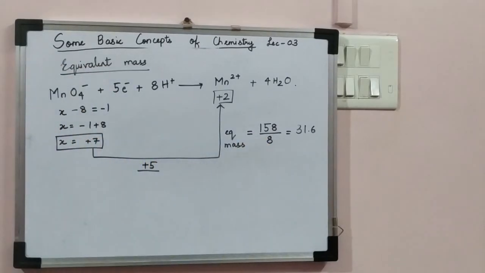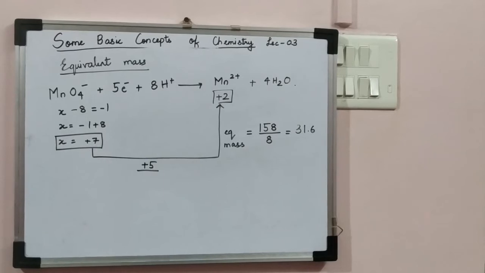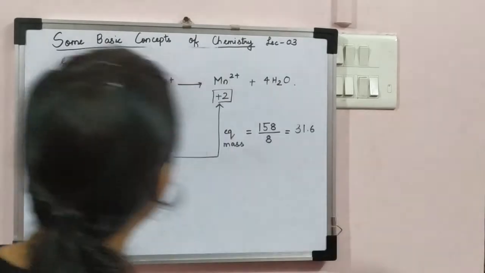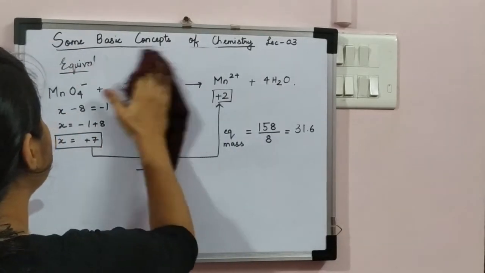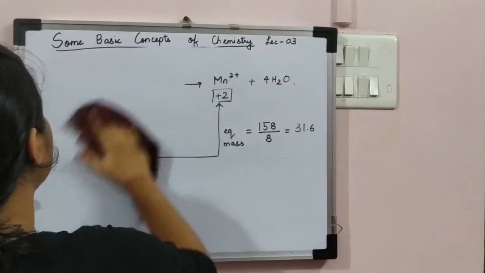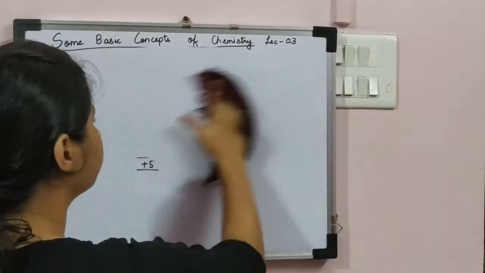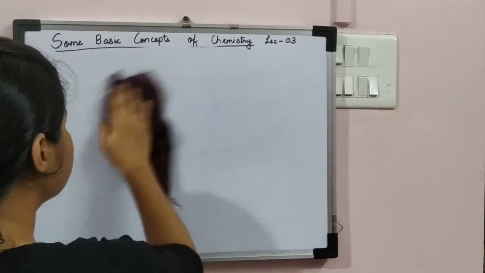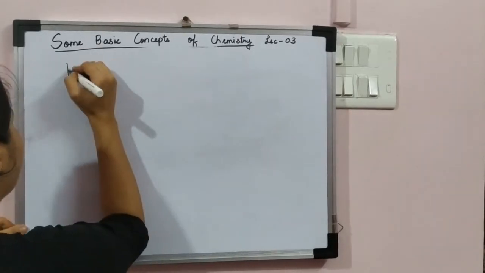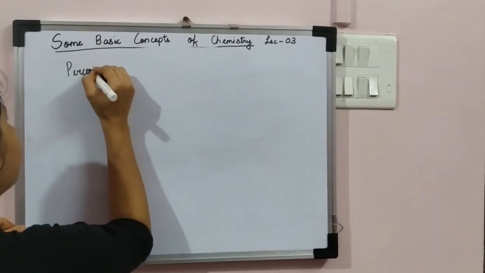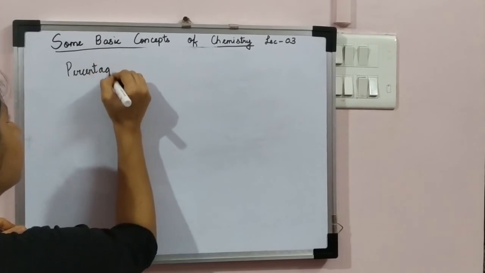Now, the equivalent mass of an oxidizing agent I have explained to you. The other thing we have to learn is percentage composition. This is also very important. Questions are asked from this topic also. So what is percentage composition? Percentage composition is calculated in terms of weight. So remember this point very clearly.